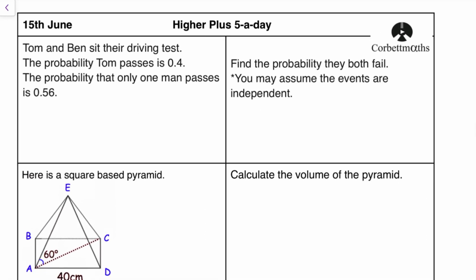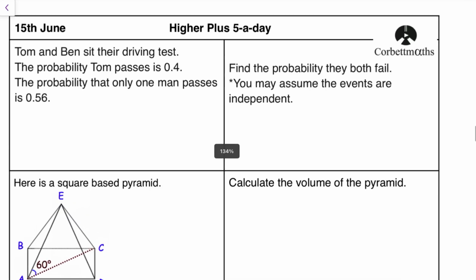Right, what do we have? Tom and Ben sit their driving test. The probability that Tom passes is 0.4. The probability that only one man passes is 0.56. Find the probability that both fail. You may assume the events are independent, which you have to do because otherwise conditional makes it impossible.